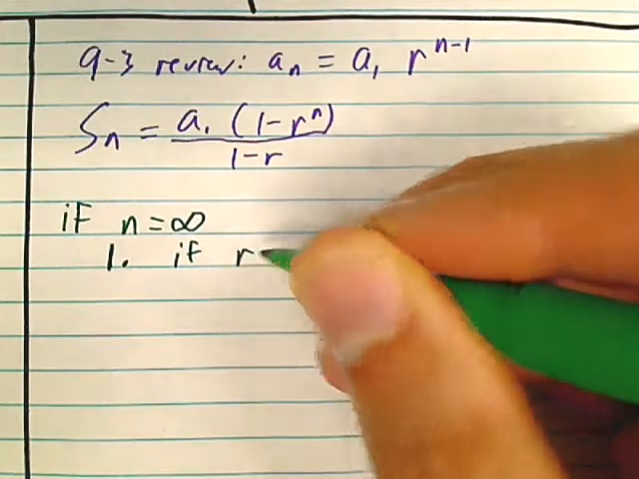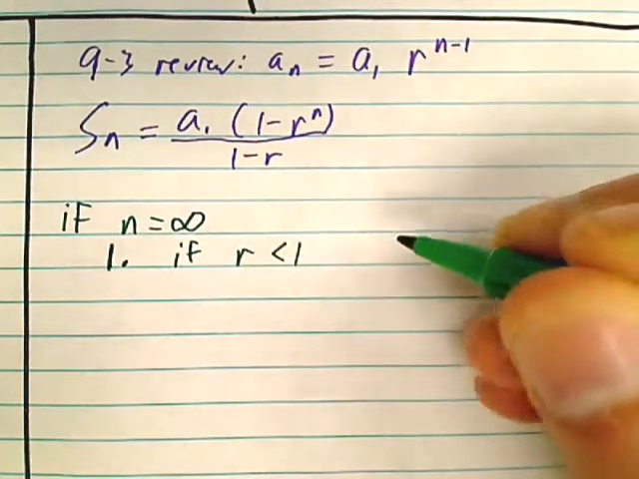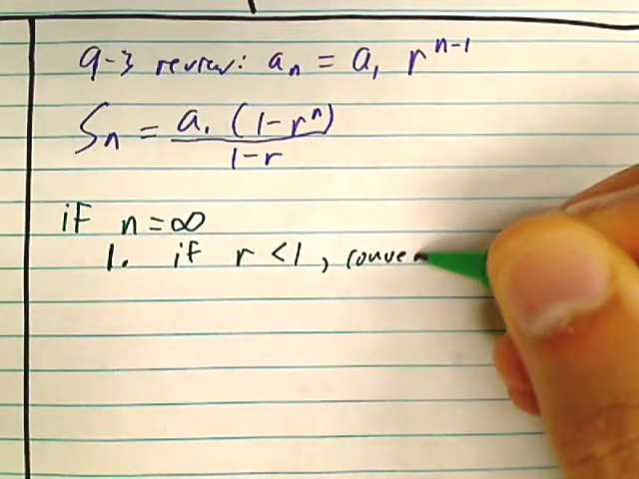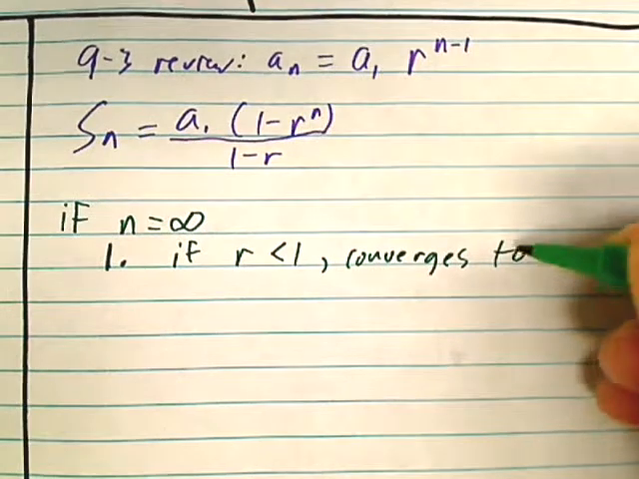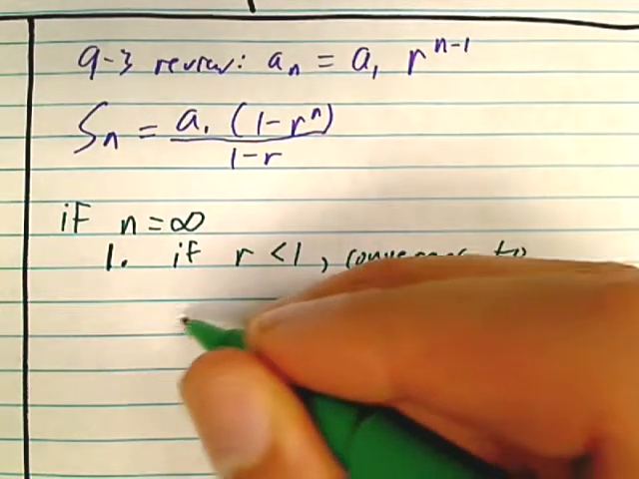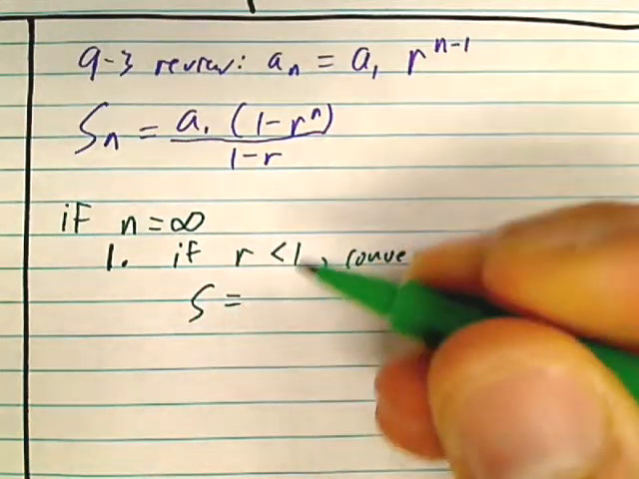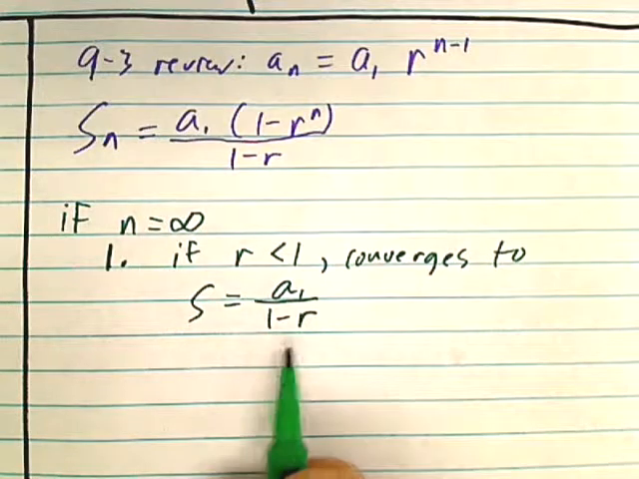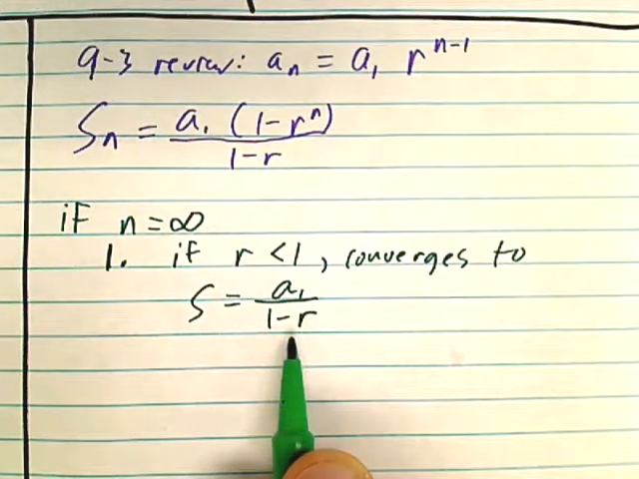If the ratio is less than 1, it converges to, and we'll have a formula here. The sum is equal to a sub 1 over 1 minus r. And you notice we don't have an n in this formula because n is infinite.